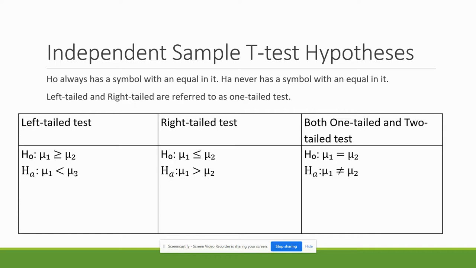Right-tailed, again, sample 1 will be greater than sample 2. And if you want to know if there's a difference or no difference, you're going to use the two-tailed.